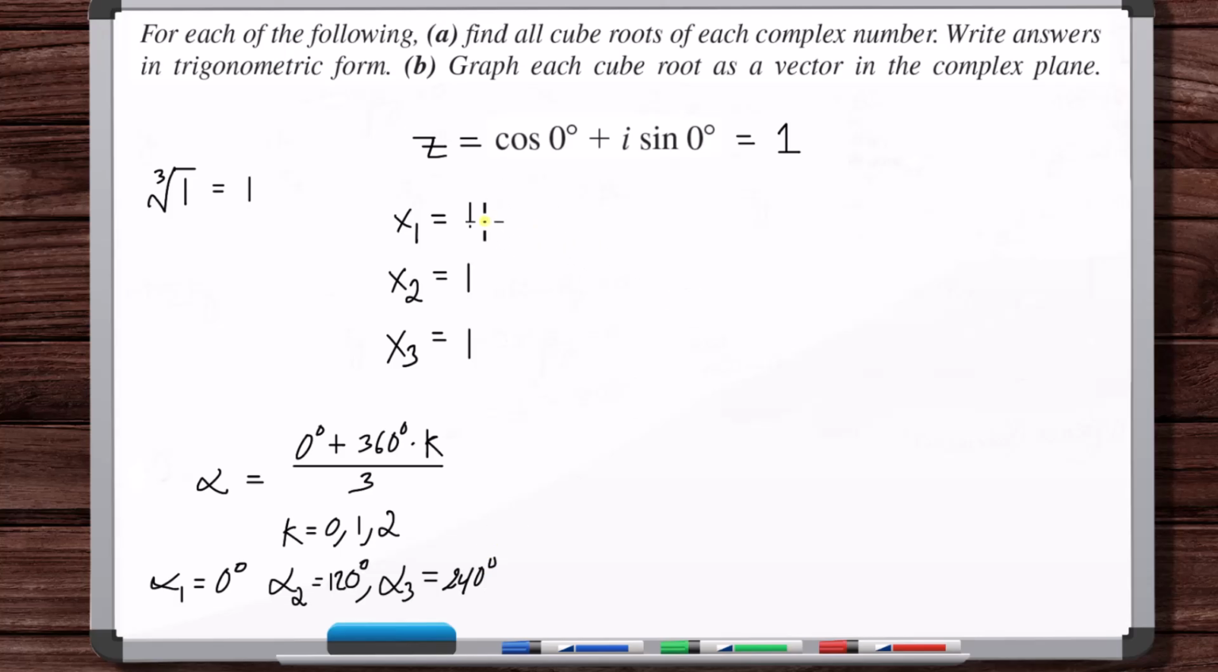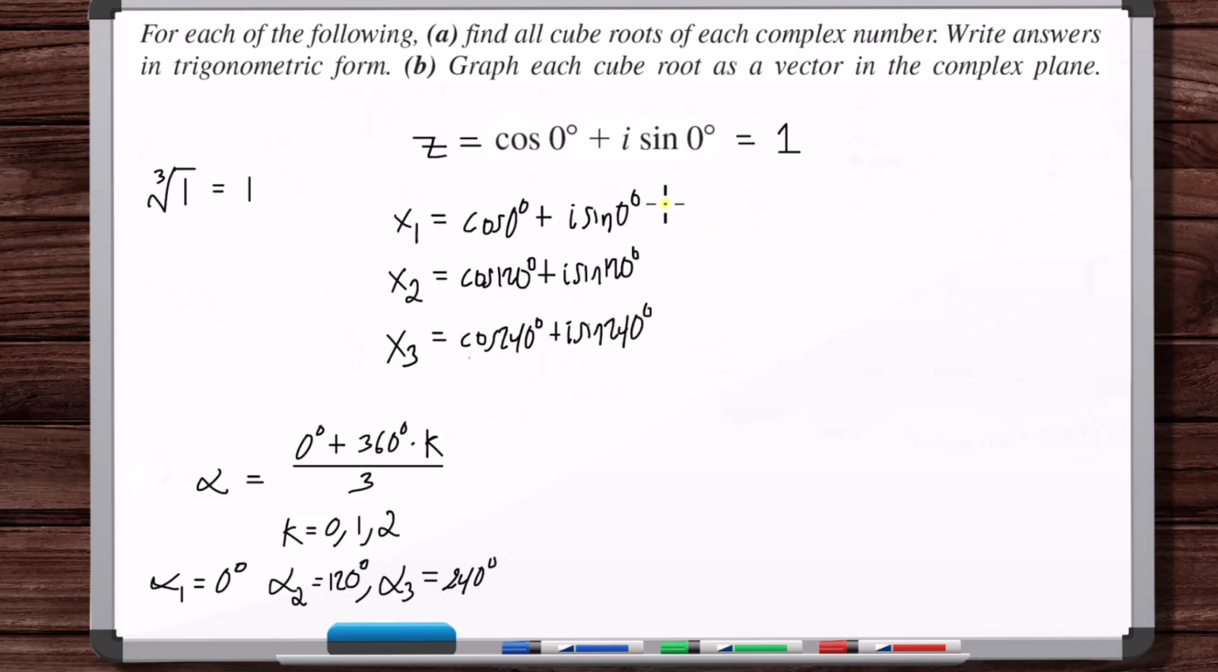And so there we go. So we can remove the 1 because you don't have to have the 1 there, right? So what we're left with is cosine of 0 plus i sine of 0. Then we're going to have cosine 120 plus i sine of 120. And then cosine of 240 plus i sine of 240.